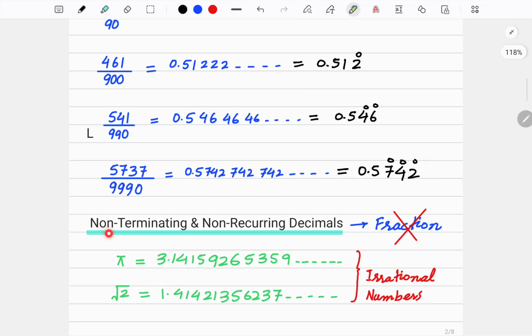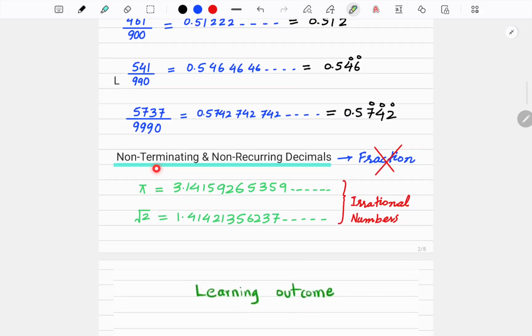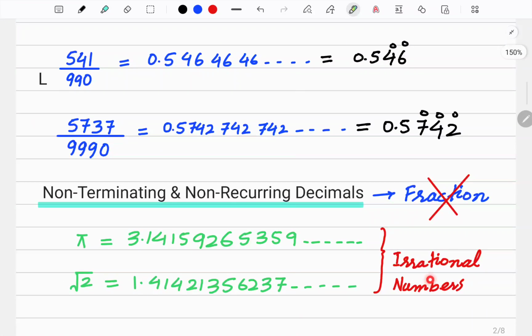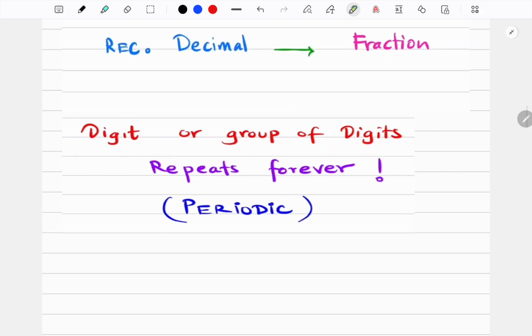These are non-terminating and recurring decimals, but we also have non-terminating and non-recurring decimals, and we cannot convert these decimals into fractions. They are irrational numbers like pi and root 2. So what are our objectives? We can convert recurring decimals to fractions. What are recurring decimals? A digit or group of digits that repeats forever. There is a periodicity.